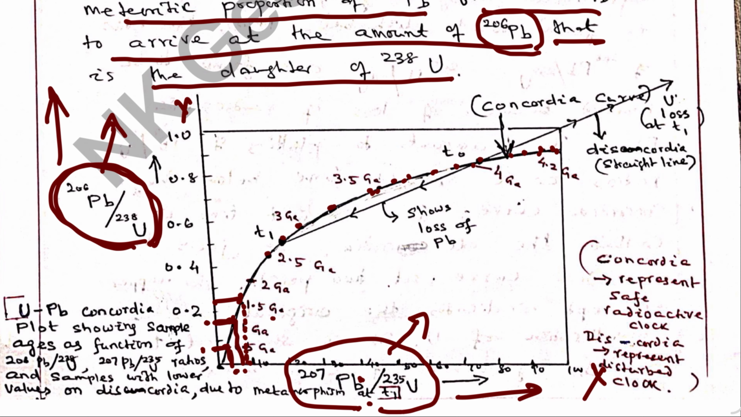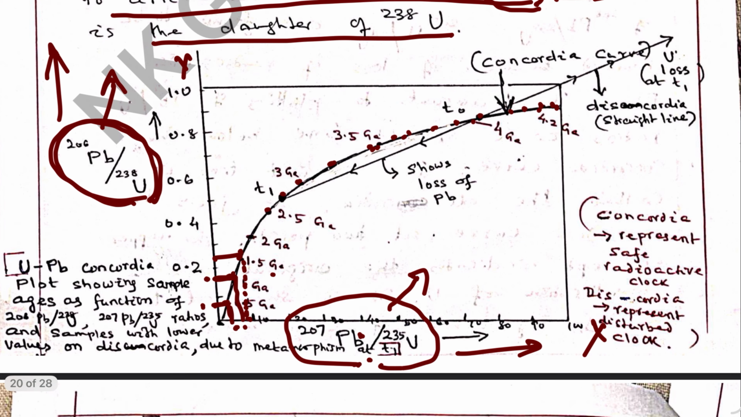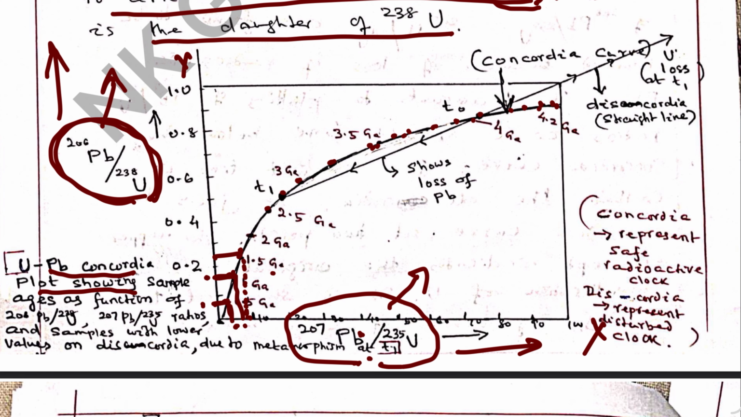So this concordant graph, or Concordia curve, shows the locus of points having the same age that are detected by the isotopic ratios of uranium-238 and its corresponding daughter Pb206, and uranium-235 yielding Pb207.